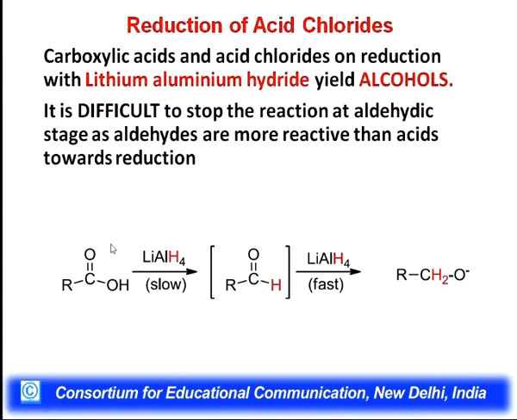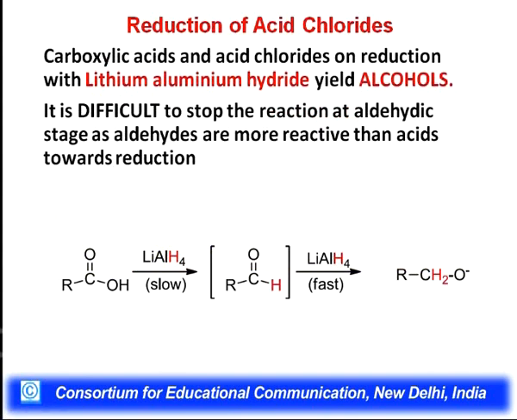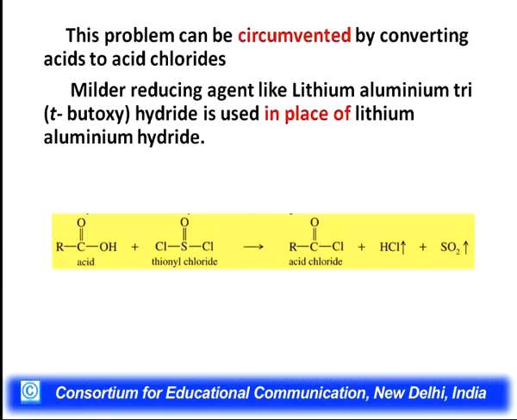What we can do is convert acids into acid chlorides or esters. We know acid chlorides and esters or cyanides are more susceptible to reduction as compared to carboxylic acids. And then we can use a milder reducing agent instead of lithium aluminium hydride, a reducing agent which is bulky. The milder reducing agent that we can use here is lithium aluminium tri-tertiary butoxyhydride.